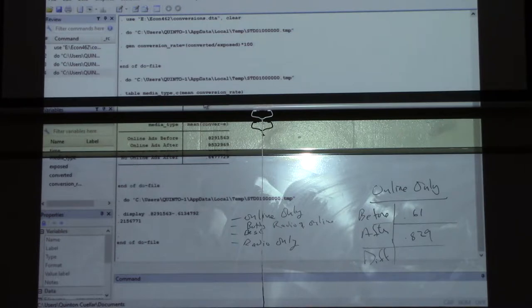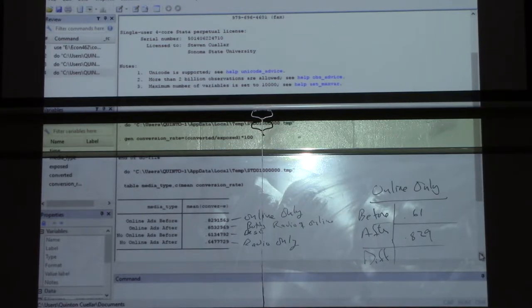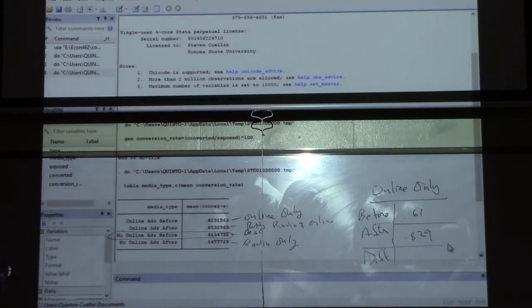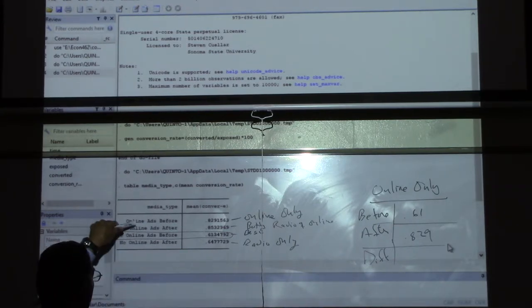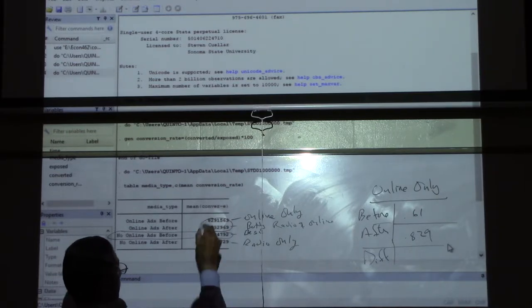Okay, and then for radio, we're doing the same thing again. Then for radio, here's our base. So no online before. So here's our base. And then for radio, this is no online after. And then the difference between these two is the effect of radio only, right? And then for both, it's online ads after, and we can compare that to radio only. So for example, if we wanted to see the effect of both radio and online ads, we can compare these two.